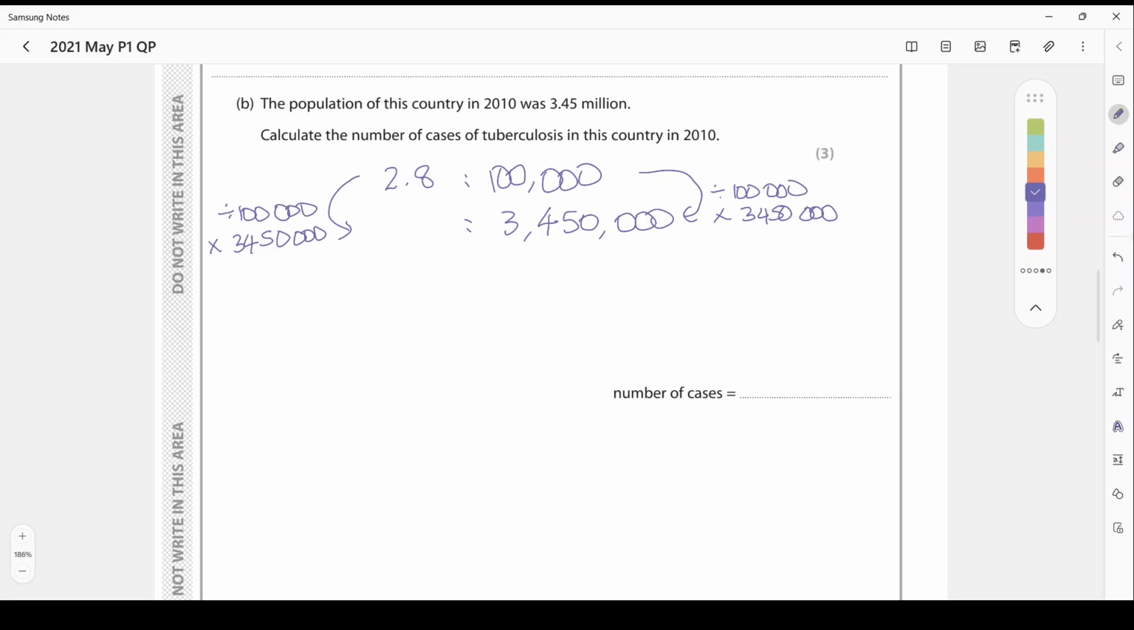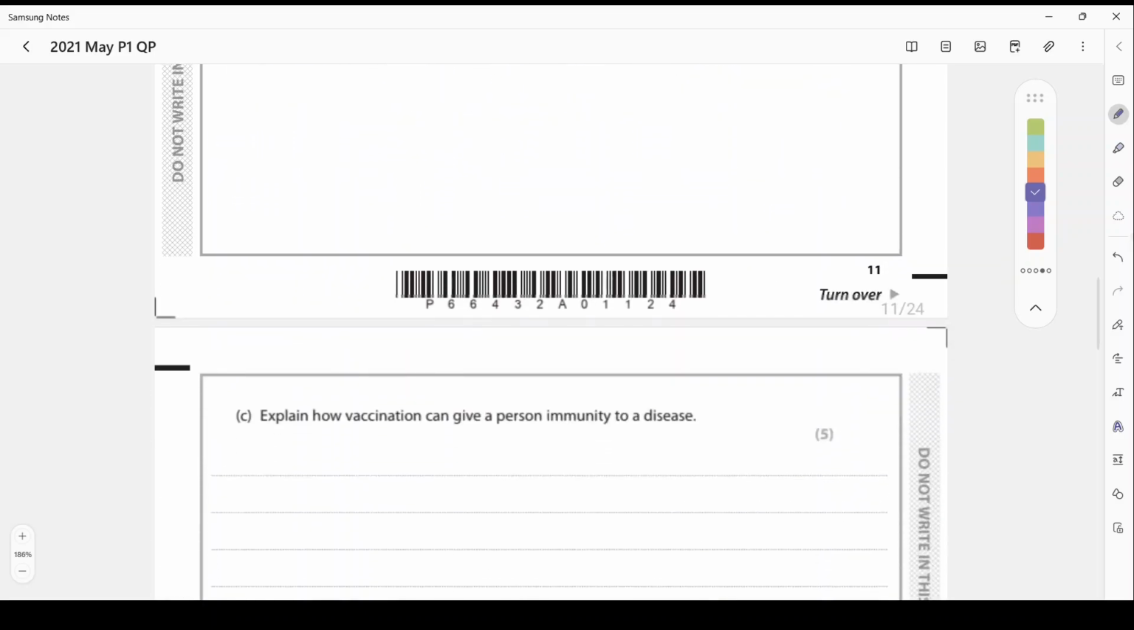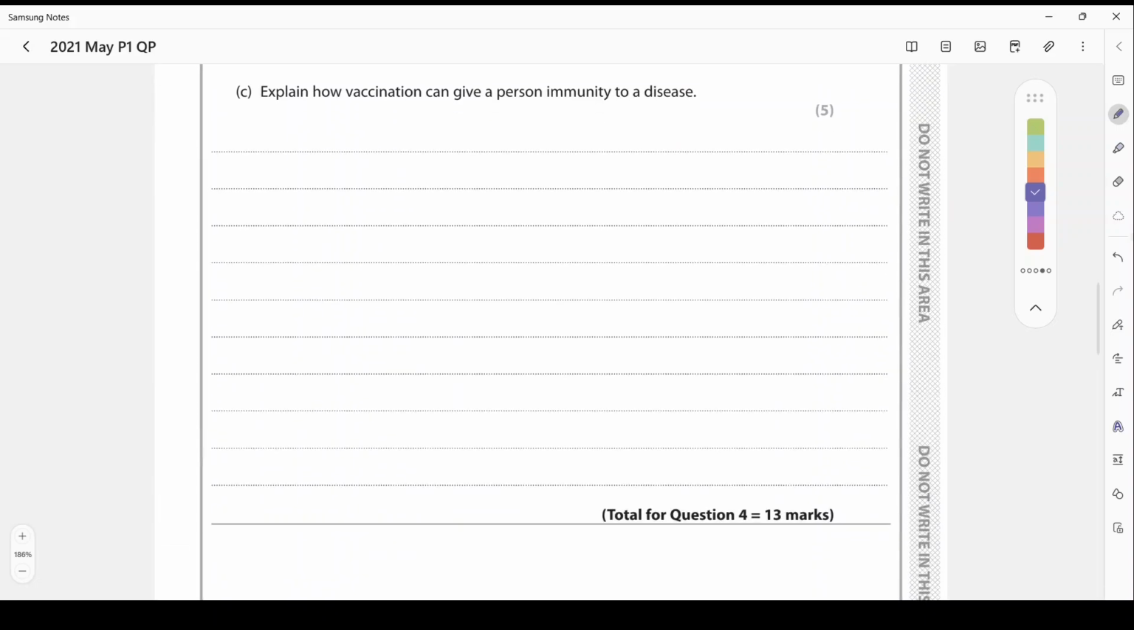So 2.8 divided by 100,000 times by 3,450,000. And that gives us 96.6. So we can round that off to 97 people. So 97 cases. In the marking scheme, it says 95 people, but that's because they used a value of 2.75 per 100,000. All right, part C, explain how vaccination can give a person immunity to a disease.